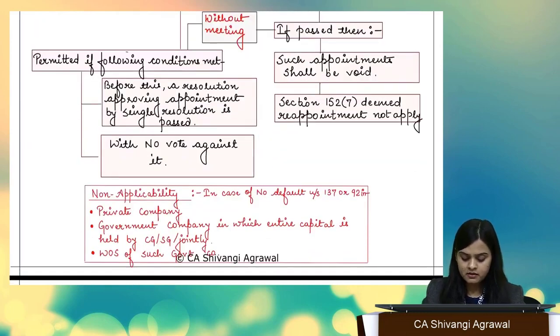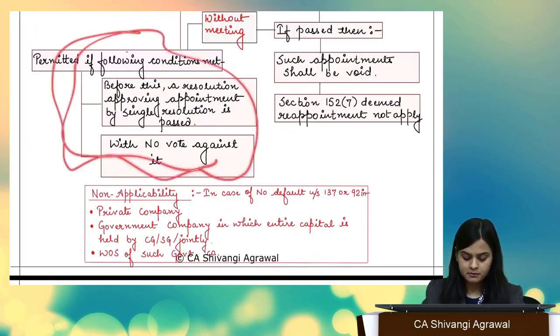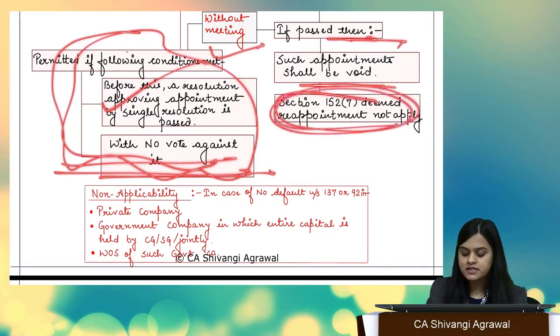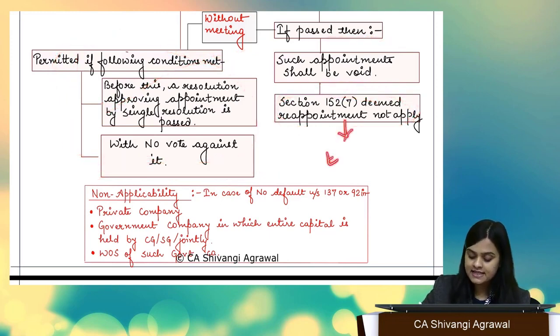Supposedly you did not meet these conditions, you did not meet this requirement, and without meeting these requirements, a single resolution was passed. Without taking this permission, a single resolution was passed. Then all the appointments will be void. And section 152(7), deemed reappointment, shall not apply. We discussed this as an exception.